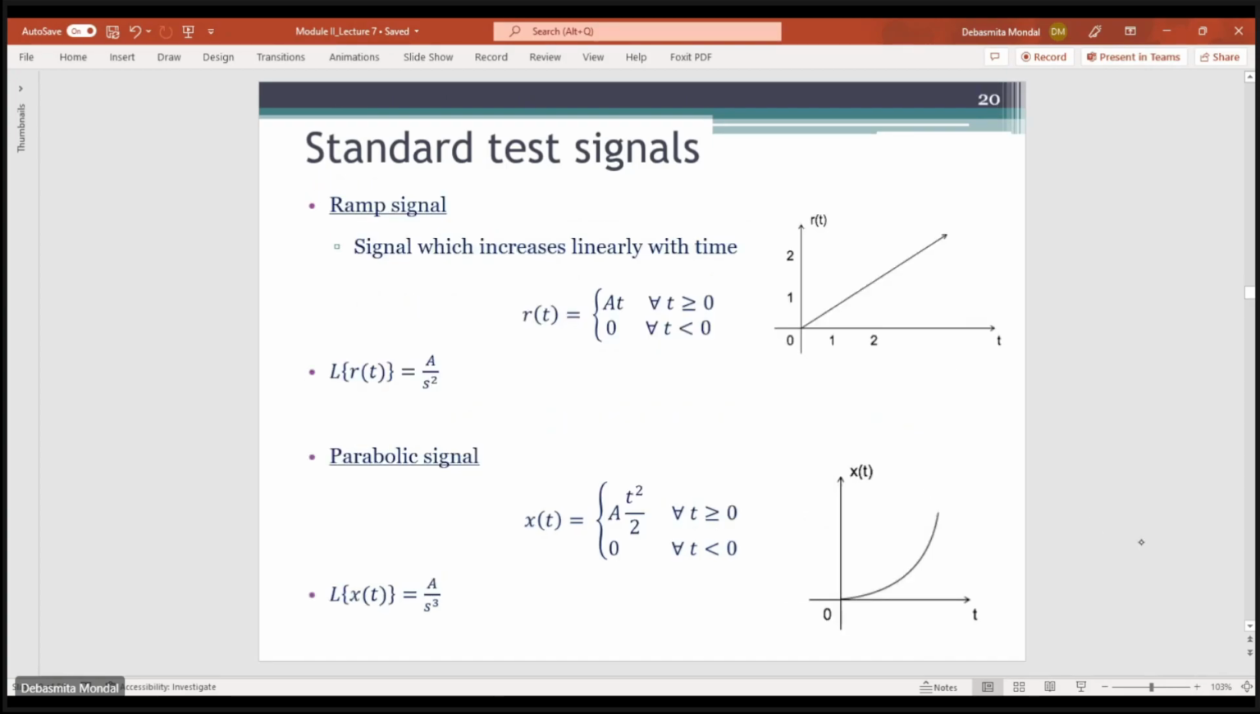Then we have the ramp signal. The ramp signal basically increases linearly with time. So mathematically, r(t) will be equal to A t for t greater than or equal to 0, and for t less than 0, the value of r(t) will be equal to 0. Similarly, the Laplace transform is given by A by s square. Again, for a parabolic signal, for t greater than or equal to 0, x(t) will follow the equation x(t) equals A t square by 2. And the Laplace transform is given by A by s cube.